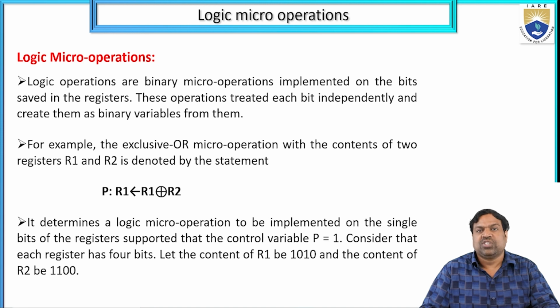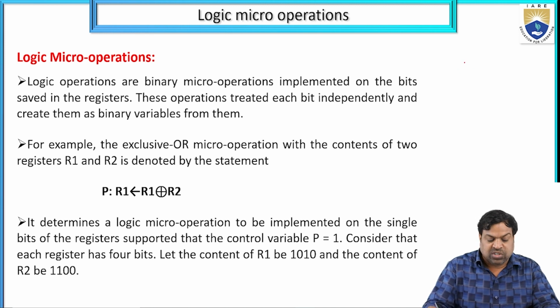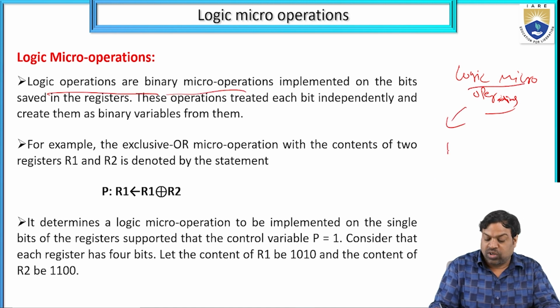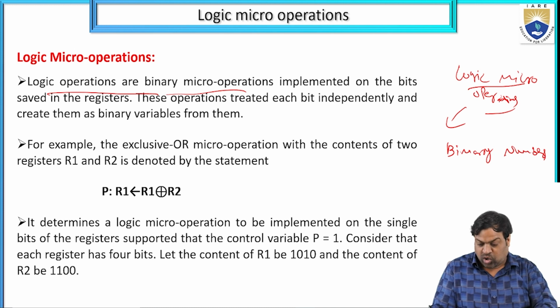Consider that each register has 4 bits. Let the content of R1 be 1010 and the content of R2 be 1100. So what are the logic micro operations? When I am going for logic micro operations, it is possible only with binary numbers.